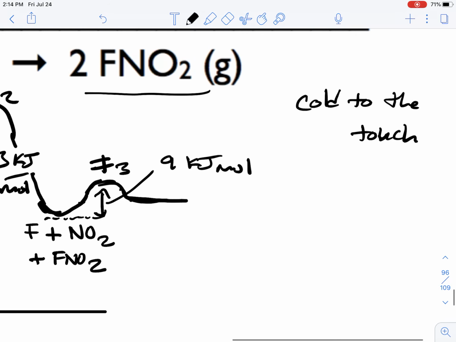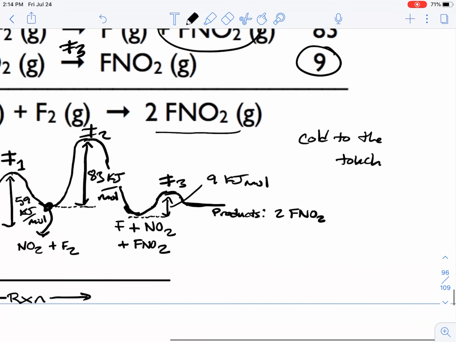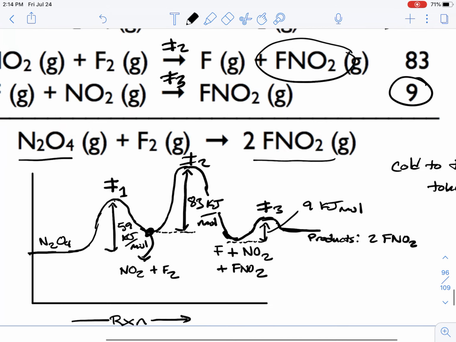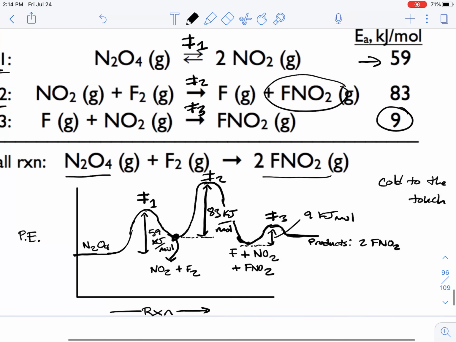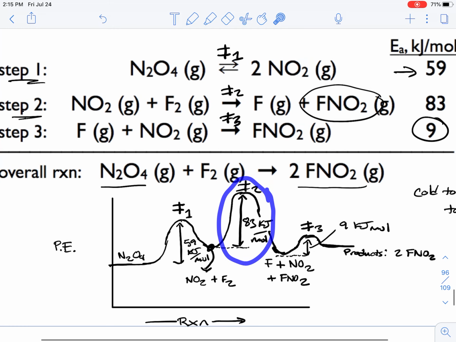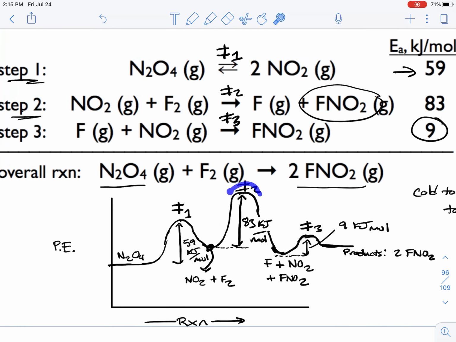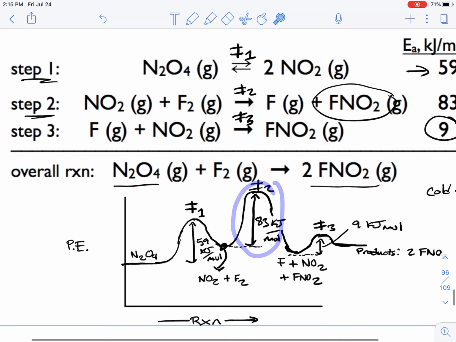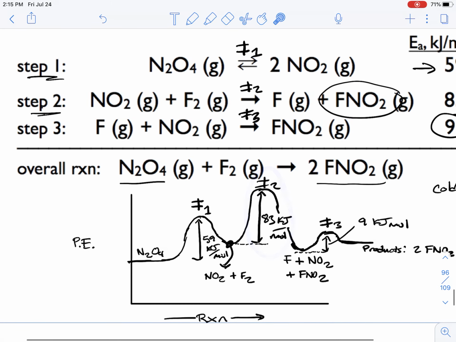And so the products that I'm going to write down is simply going to be 2 moles of FNO2. Okay. And so looking at this potential energy diagram that we sketched, you can see that the second elementary step has the highest peak, or tallest hill, if you will, letting us know that the second elementary step is going to take the longest. So it's the rate determining step.